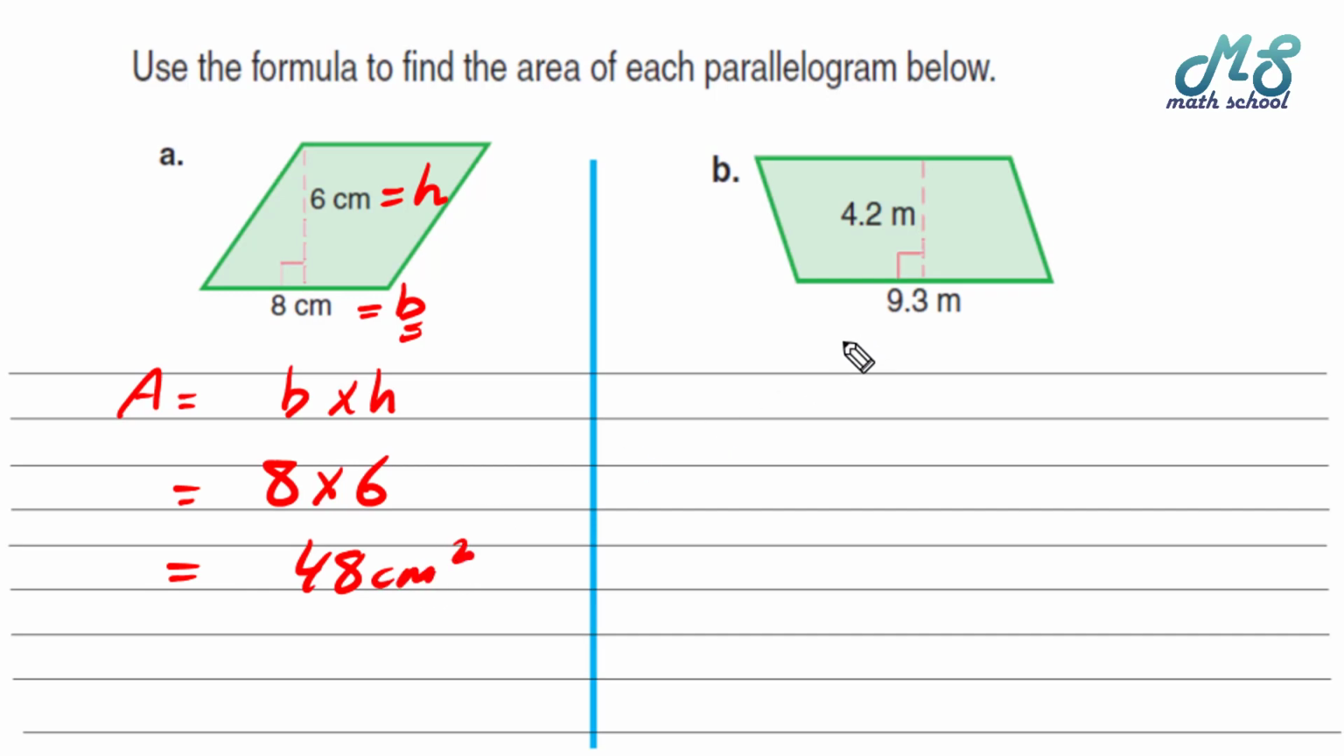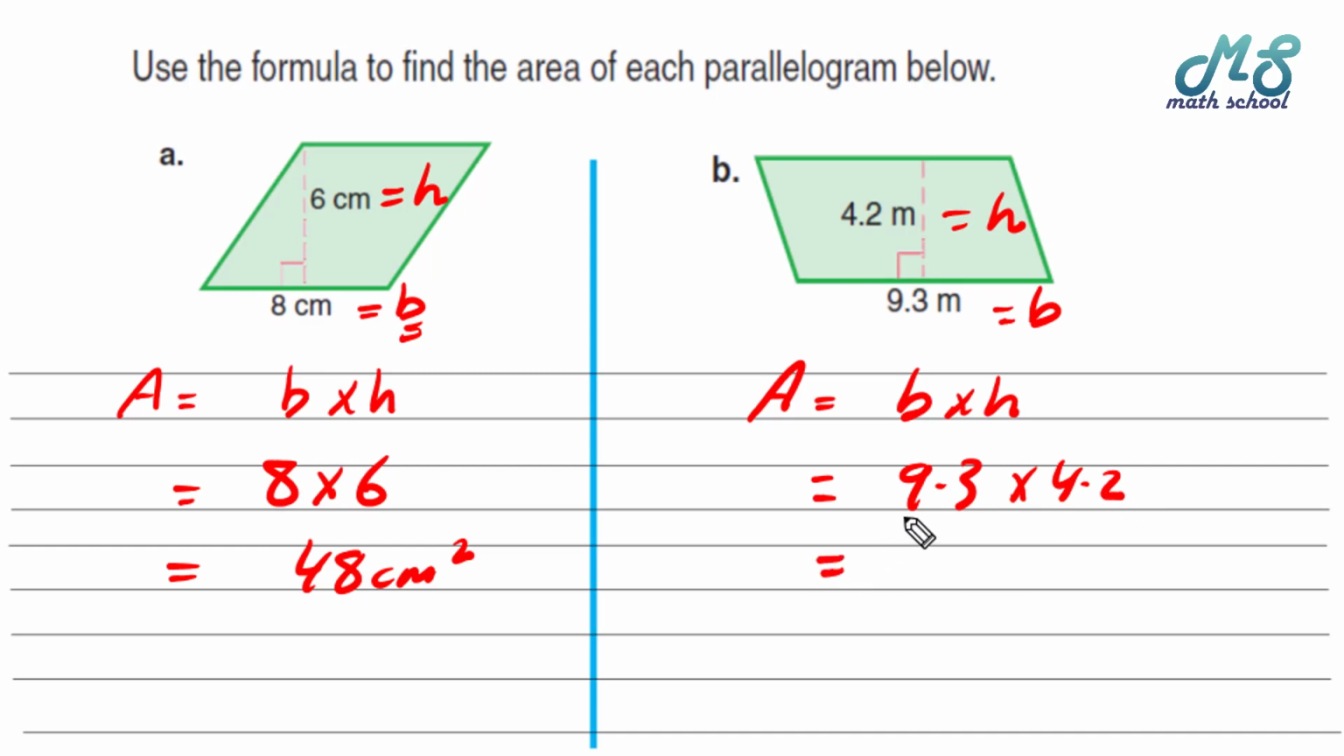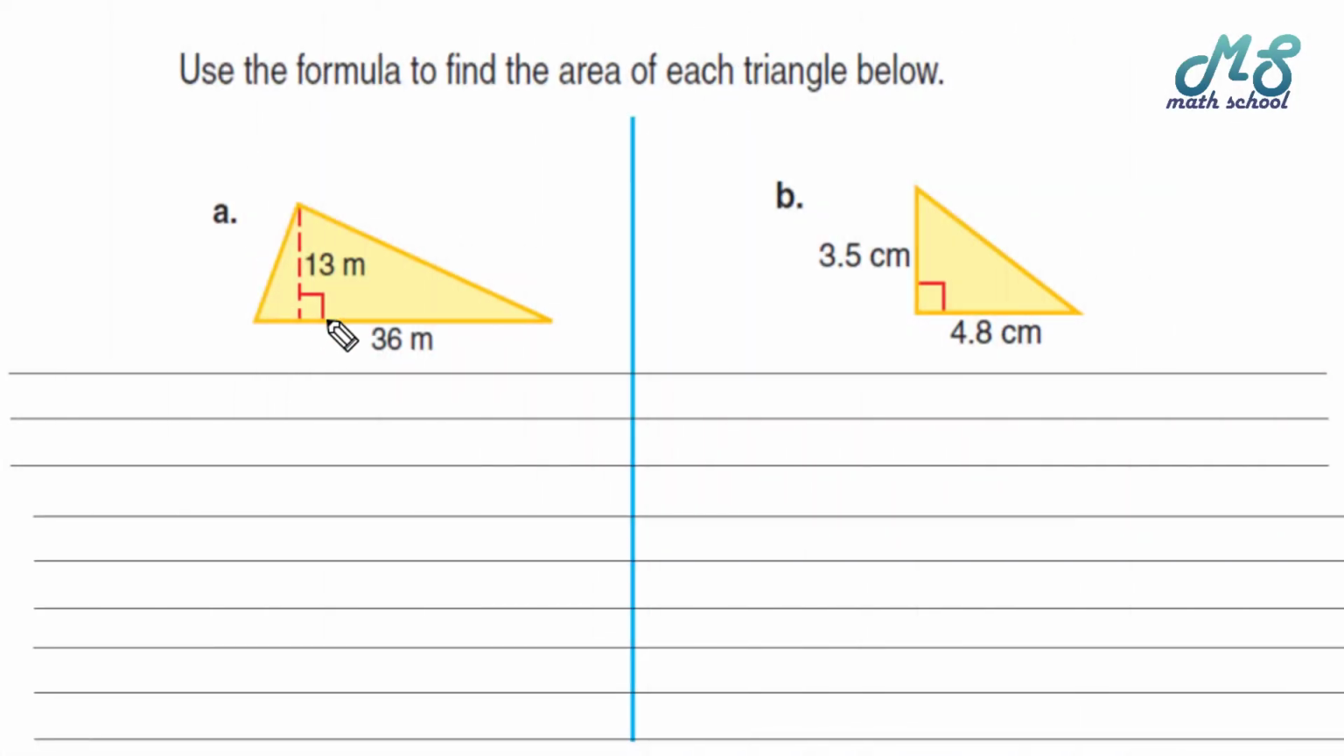Next, to find the area of the parallelogram, just multiply its base times its height. The base is a side, so the base is equal to 9.3. The height is equal to 4.2. So we can multiply 9.3 times 4.2. Just ignore the decimal point and multiply 93 by 42. Then insert the decimal point after 2 digits from the right. So we get 39.06 square meters.